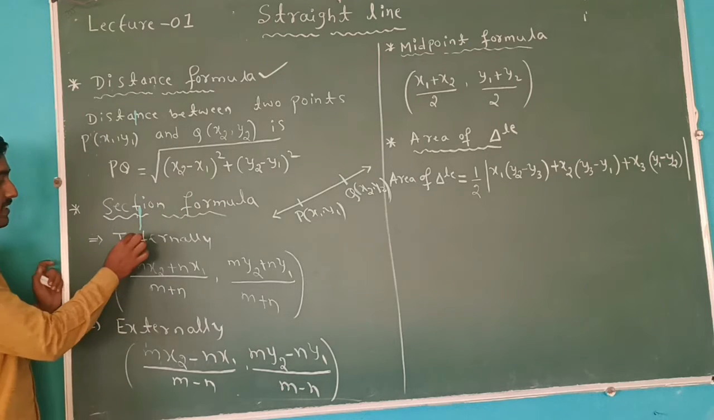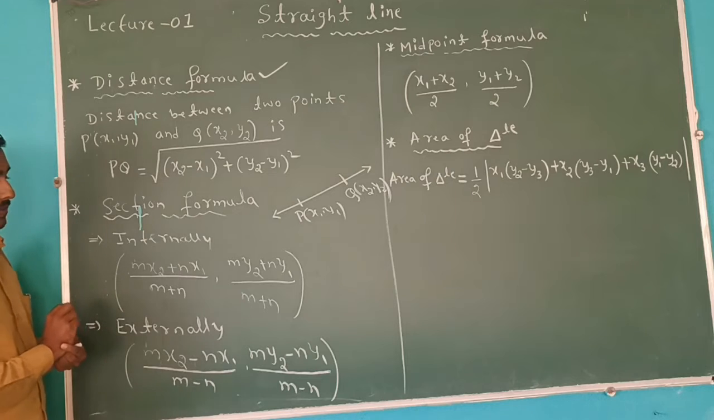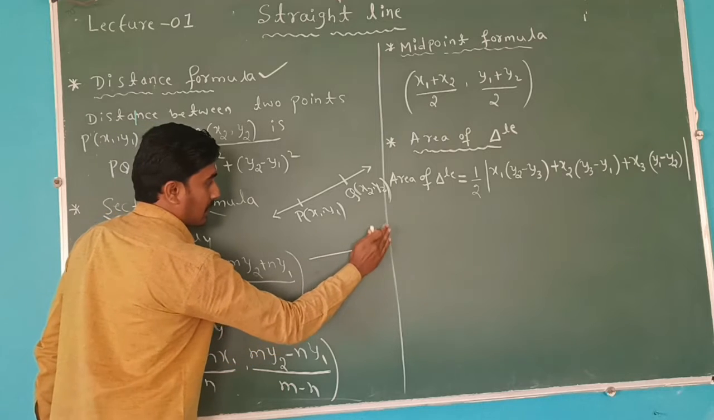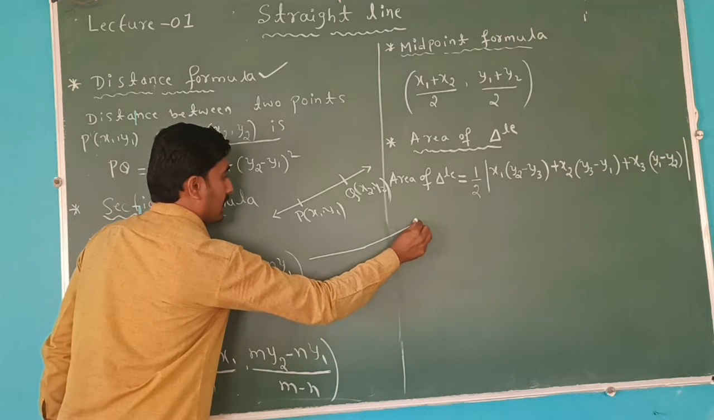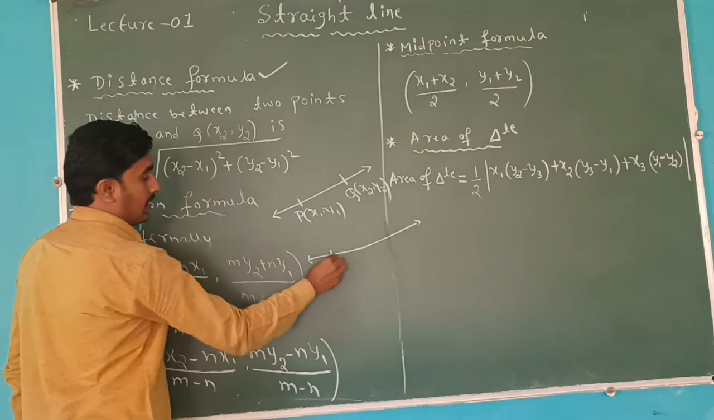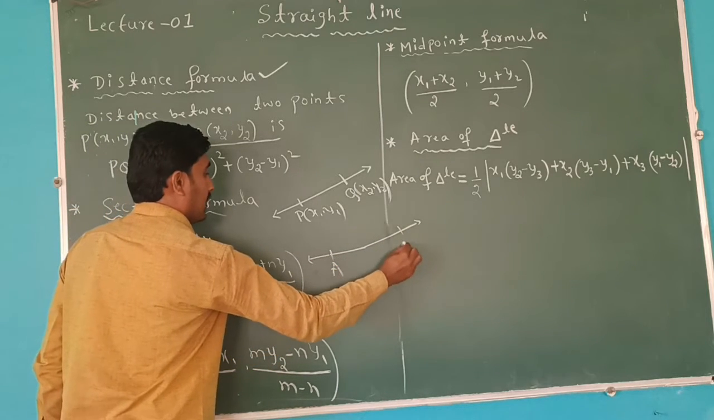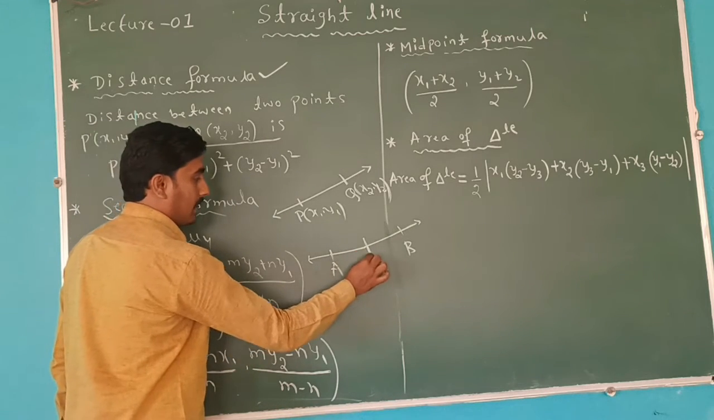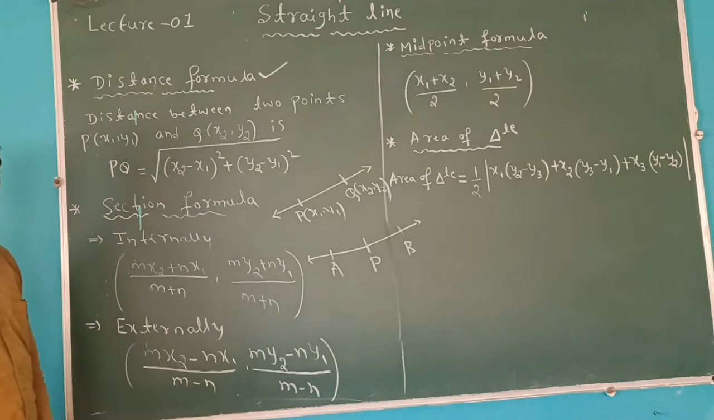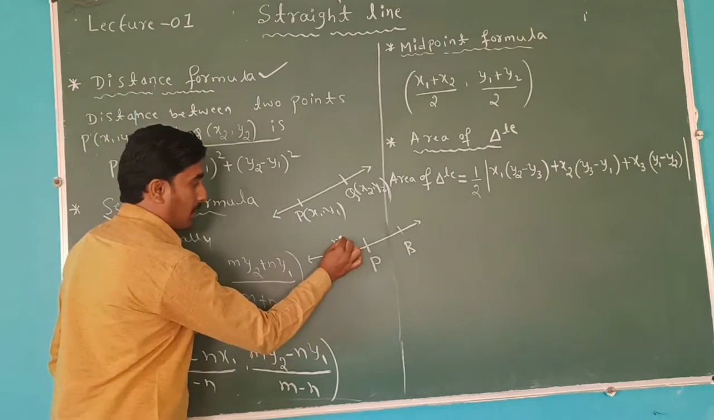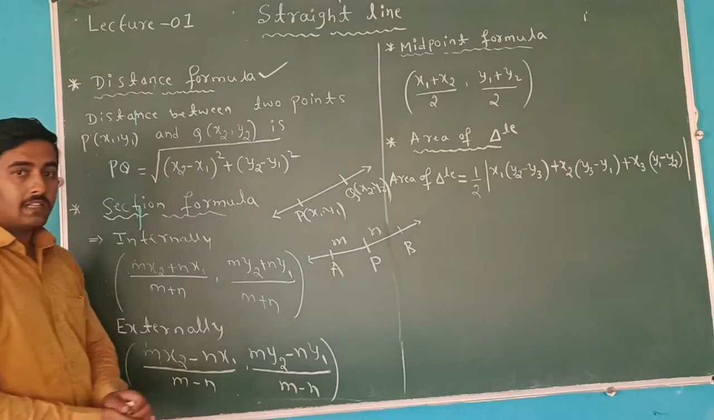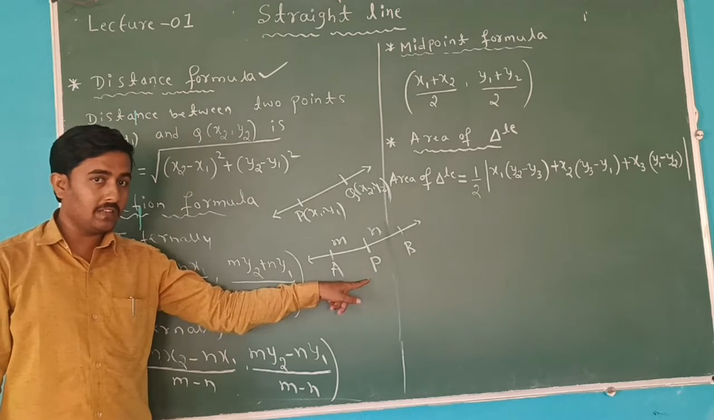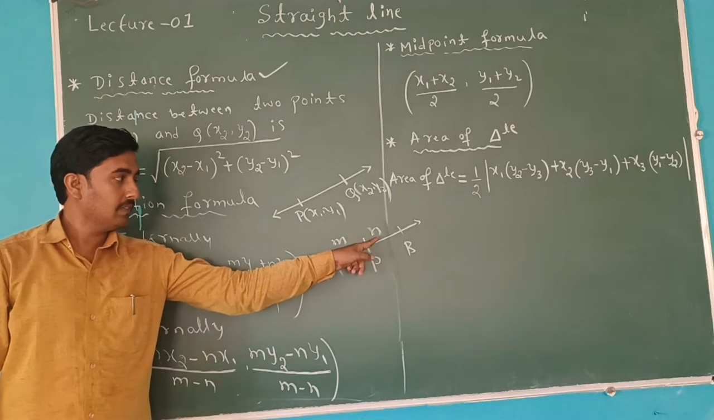So this is the distance formula already studied in the 10th class. And next, this is the section formula. What is that? If I take the line, this is the line AB. This line AB is divided by a point P in the ratio m ratio n.